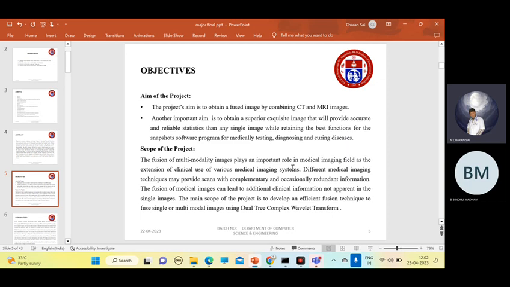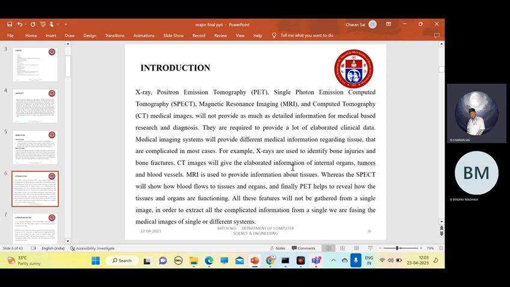And the main scope of the project is that fusion of multimodality images plays an important role in the medical imaging field and the clinical issues of various medical imaging systems. Different medical imaging techniques may provide scans with complementary and occasionally reduced information. The main scope of the project is to develop an efficient fusion technique to fuse single or multimodal images using dual tree complex wavelet transform.